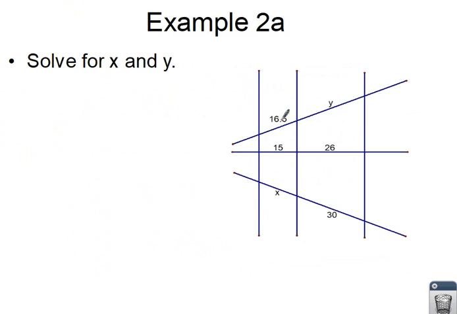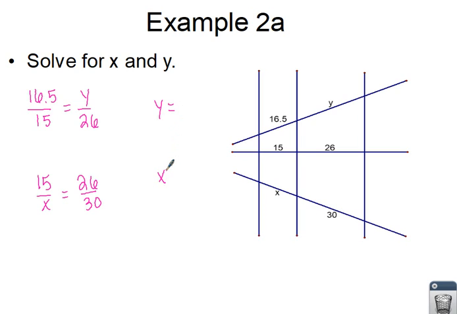Alright, same deal here. Match things up, make a proportion. So you can do 16.5 over 15, and then y over 26. And you can do 15 over x, and 26 over 30. And then we can just solve. So we can do 16.5 times 26, and divide by 15, you get 28.6 for y. And on the bottom one, you can do 15 times 30, and then divide by 26, and we get 17.3. Okay? Same stuff we've been doing pretty much.